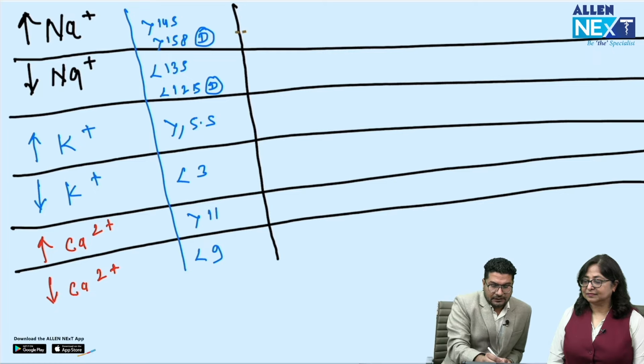So you can ask me, suppose a hypernatremia patient, if diabetic, you will give dextrose or N/2. Logically, you will give N/2.